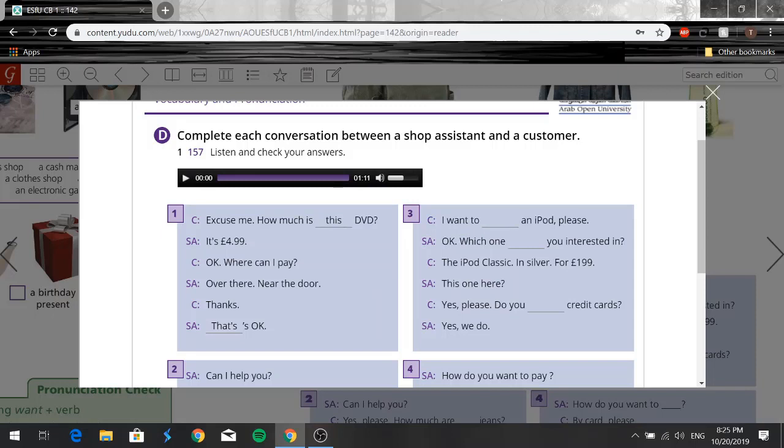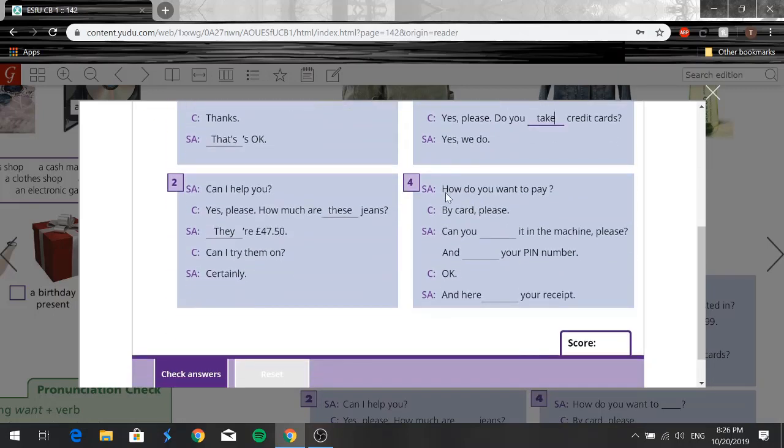I want to dash an iPod, please. We'll say I want to buy an iPod, please. Okay. Which one dash you interested in? Which one are you interested in? The iPod Classic in silver for $199. This one here, yes please. Do you dash credit cards? We'll say, do you take credit cards? Yes, we do. Okay, then we have 4.